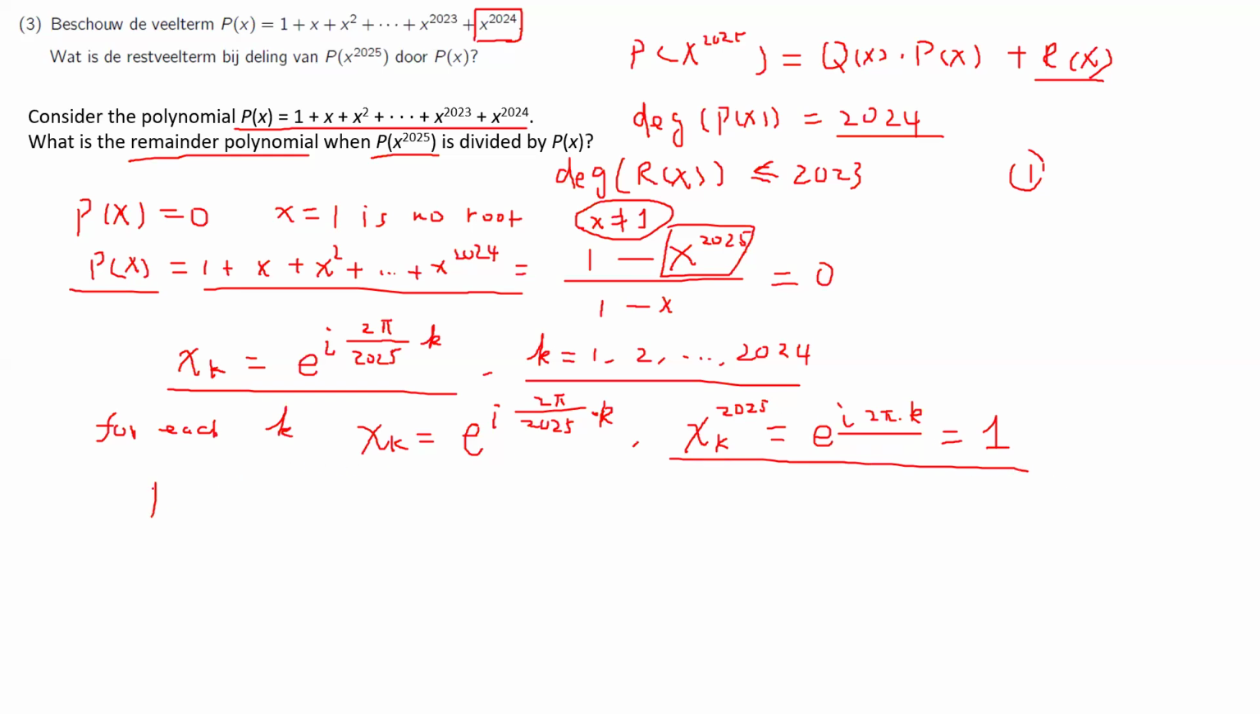So now we have P(x_k^2025) because it equals P(1), yeah? Because this one is always 1. And P(1), what is P(1)? P(1) is 1 plus 1 plus 1 plus dot dot dot plus 1. And how many ones do we have? 2025 ones. So that gives us 2025.